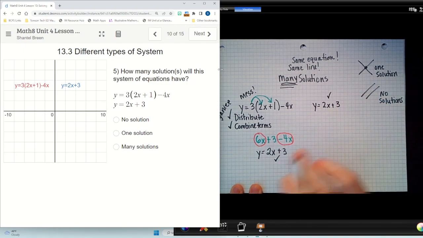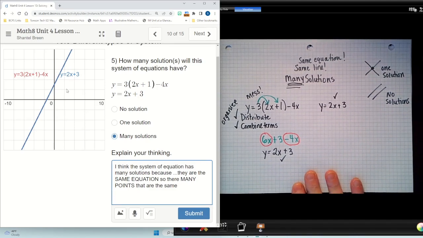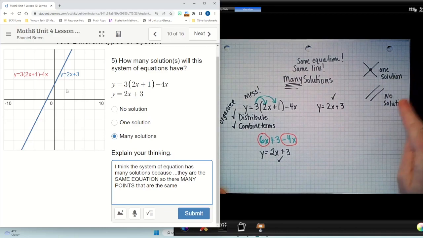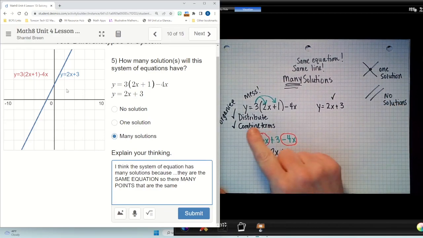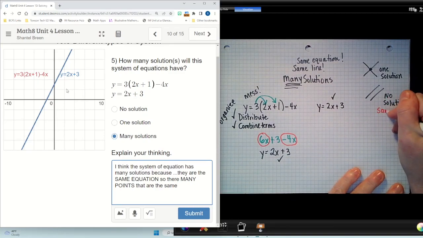See that? They're the same. So if we are looking at them on a graph, they're going to have many solutions because they are the same equation. So any x and y on this would work because they're the same. So be on the lookout for that, okay? So we have one solution, no solutions, and many solutions. Many solutions are the same. No solutions are the same slope, right?